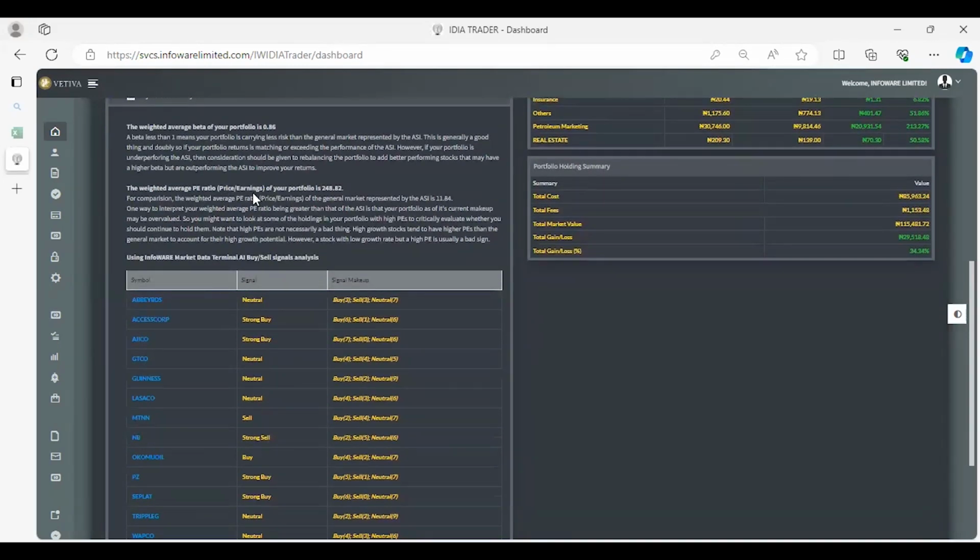Now you also have the PE ratio, which is the price earnings ratio, right? So it's saying that the weighted average PE is 248. The weighted average PE ratio of the general market, represented by the ASI, is 11.84. One way to interpret this, with this average being greater than the ASI, is that your portfolio as of its current makeup may be overvalued. So you might want to look critically at some holdings in your portfolio with high PE, to decide whether you should continue to hold them. Know that a high PE doesn't necessarily mean a bad thing.